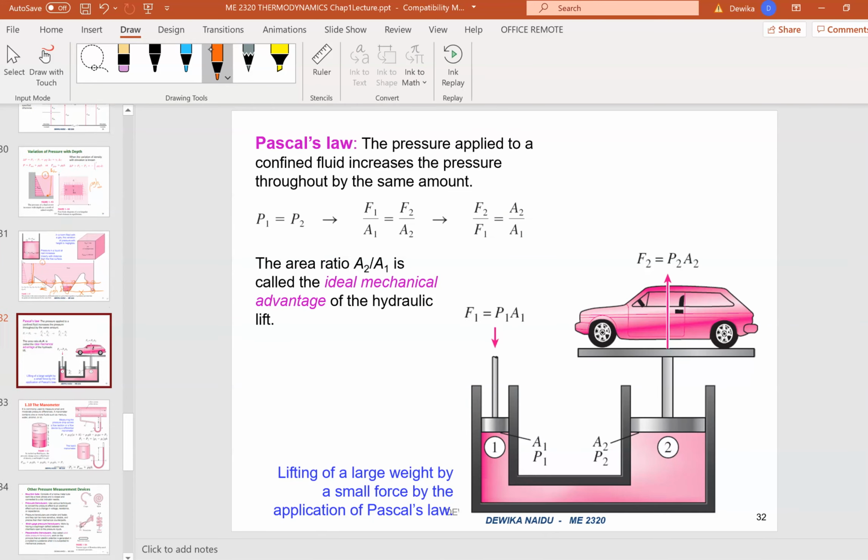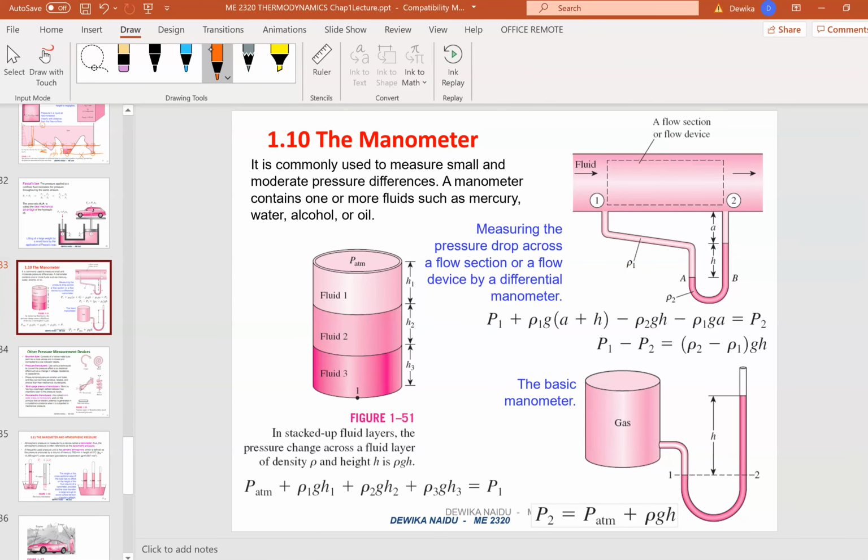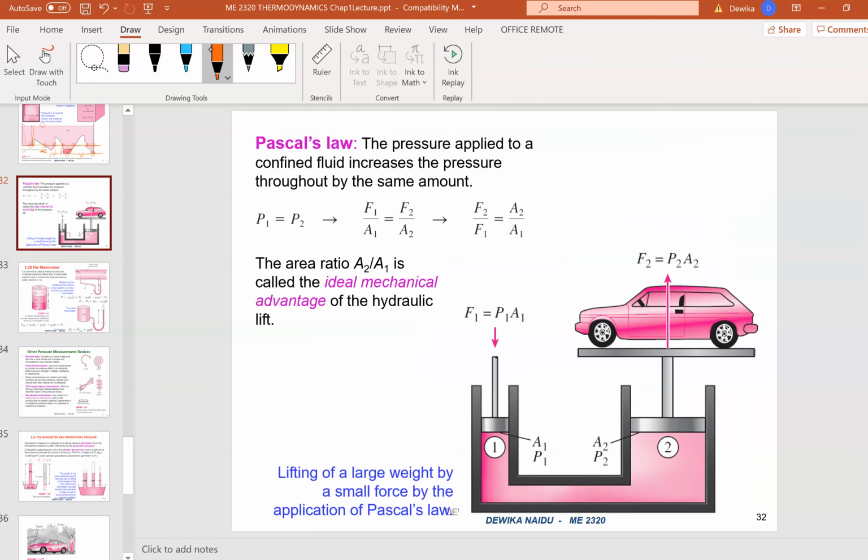Okay, let's move on to Pascal's law. Pascal is a great scientist. Because of Pascal, we can use the advantage of the hydraulic lift and hydraulic system. Now, what does Pascal say? The pressure applied to a confined liquid increases the pressure throughout by the same amount.